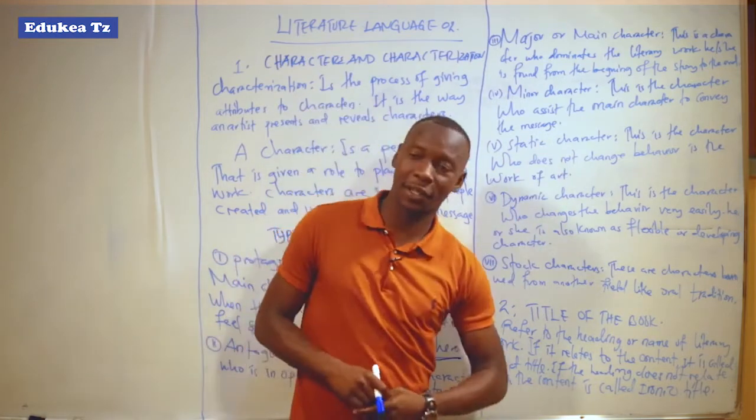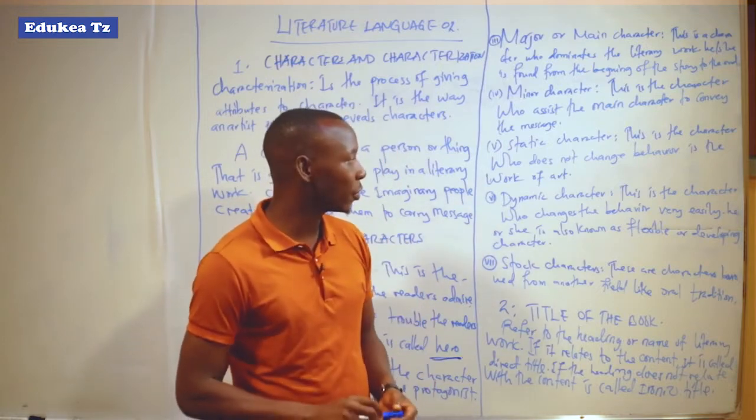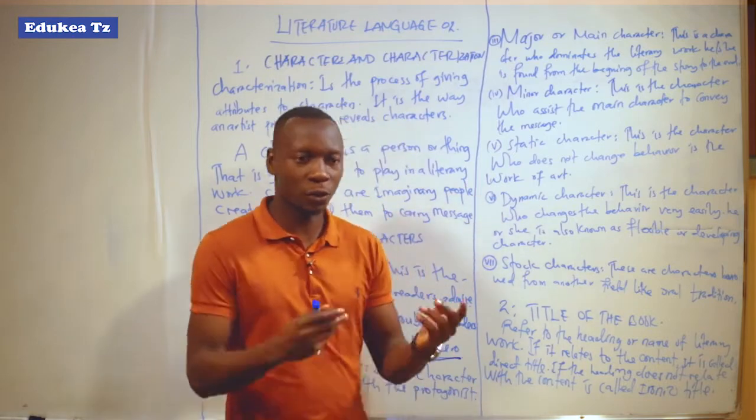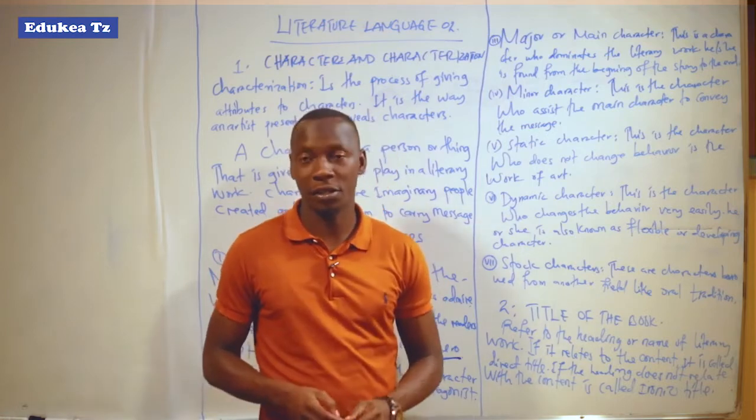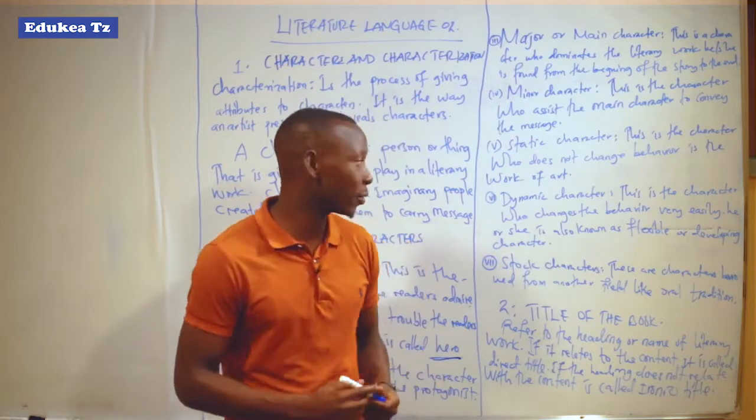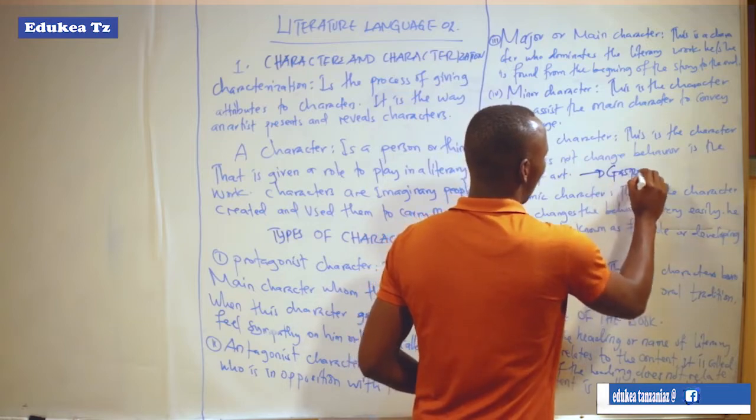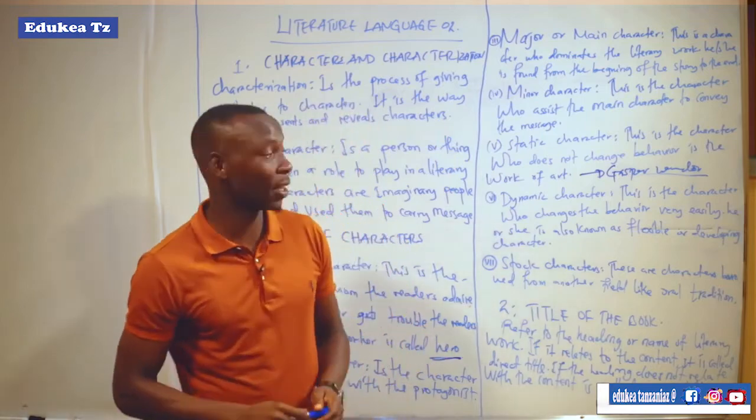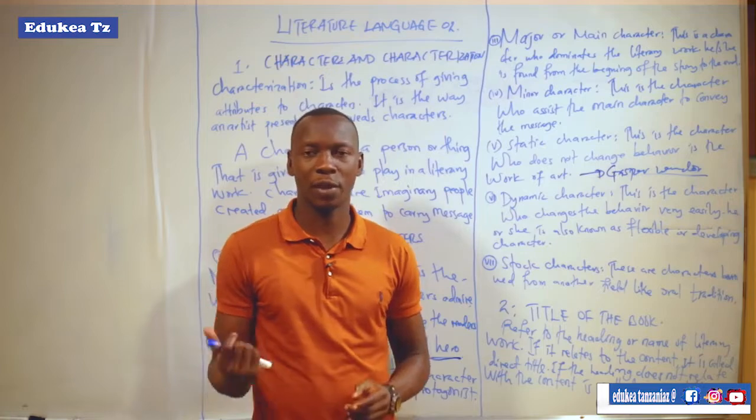After looking at those examples, let us see point number 5, that is a static character. When we are talking about the static character, these are characters who do not change. This is the character who does not change behavior in the literary works. Example, in Betrayal in the City, there is this character who is called Gaspar Wendo. Wendo is one of the characters portrayed in this text as a static character, as he does not change from the beginning of the text.